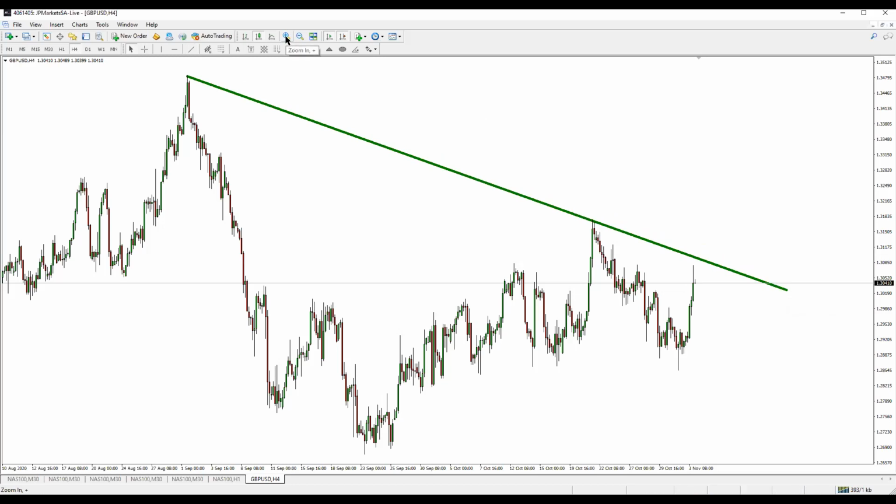It's like indicators. I studied indicators when I started learning how to trade. They're very useless.